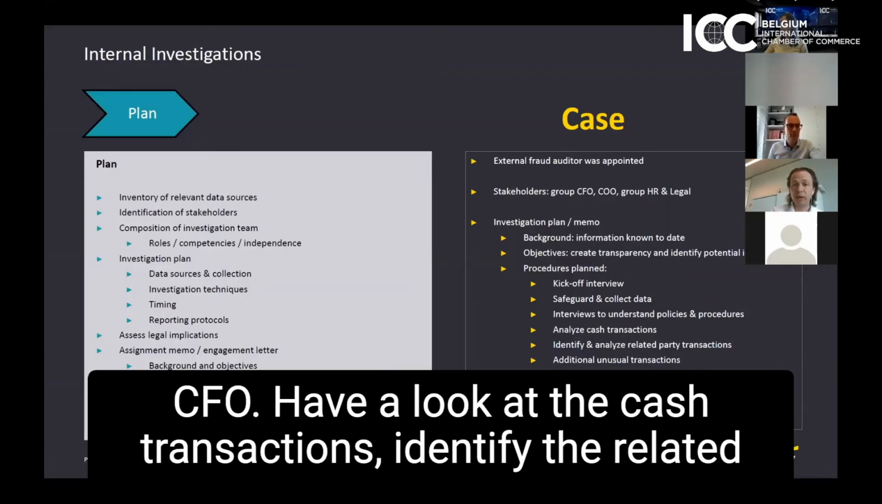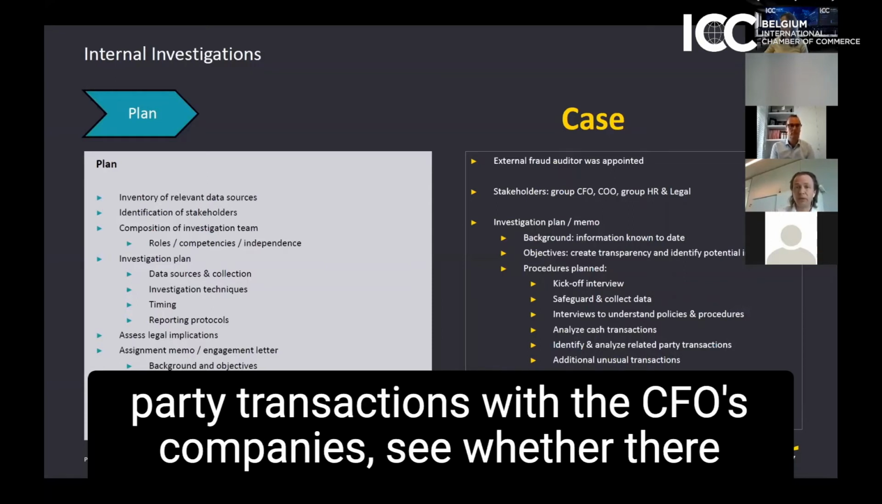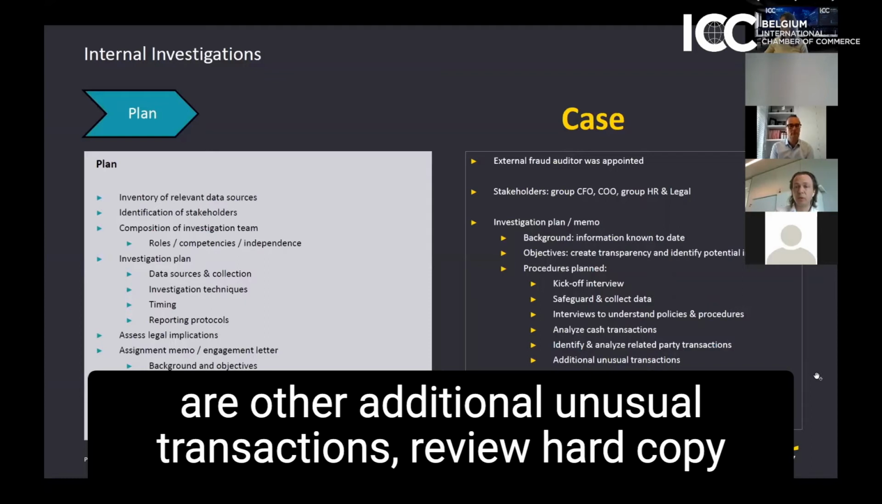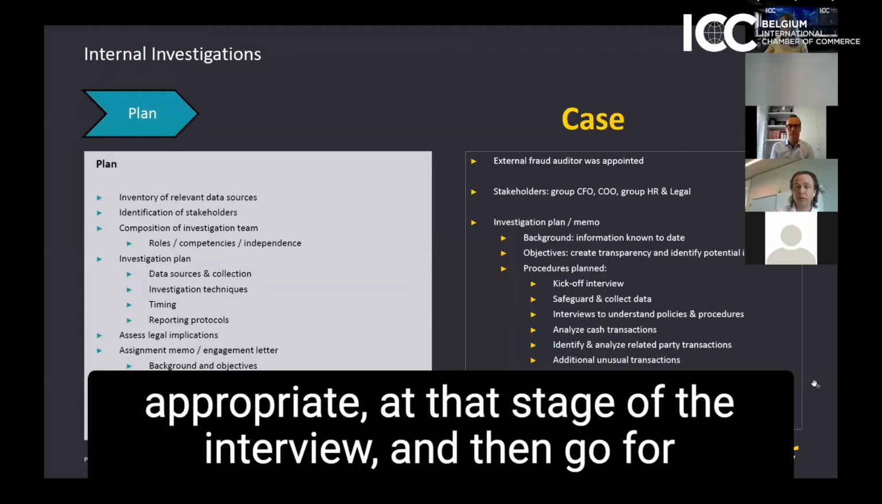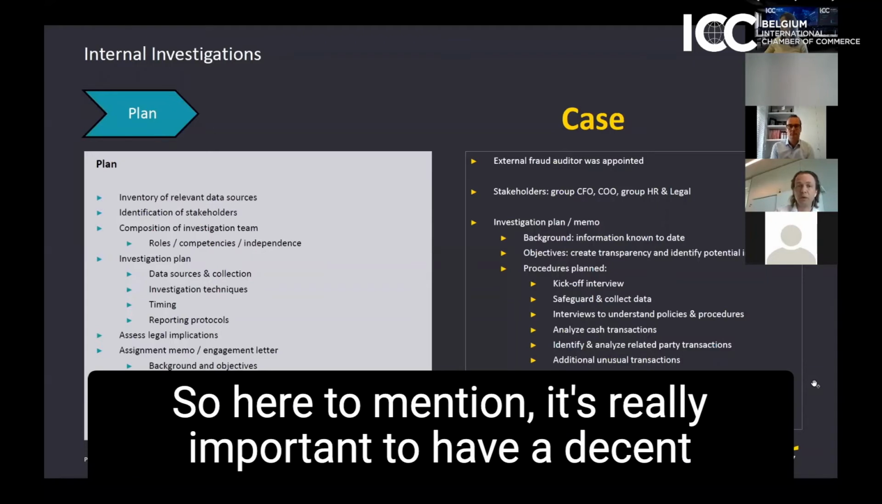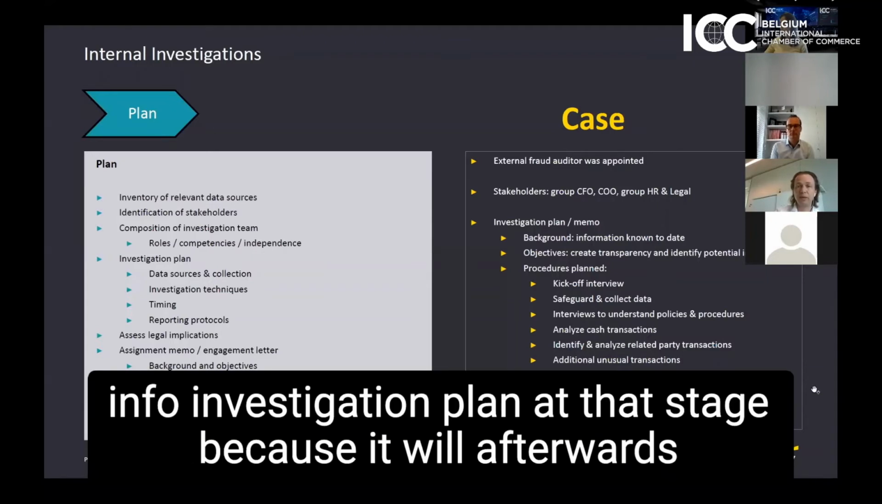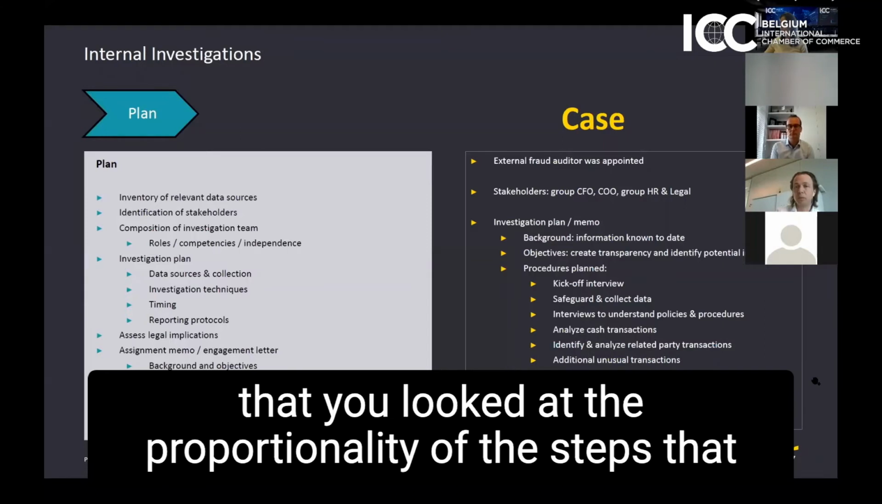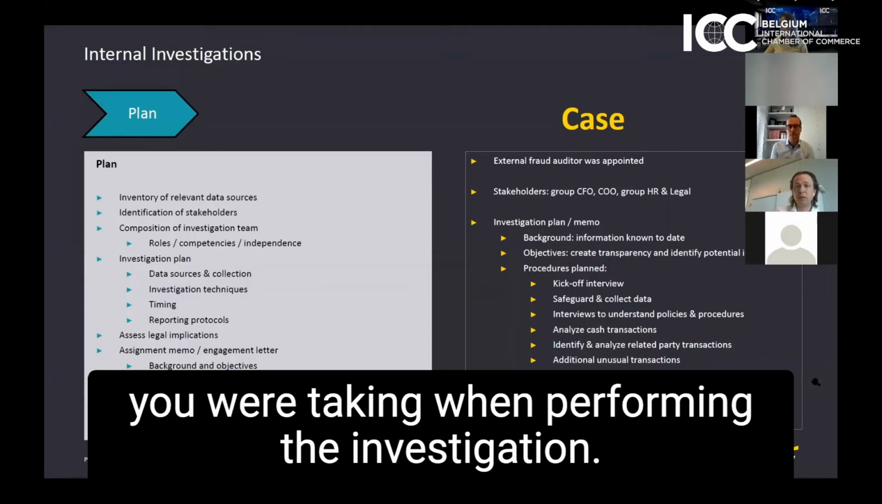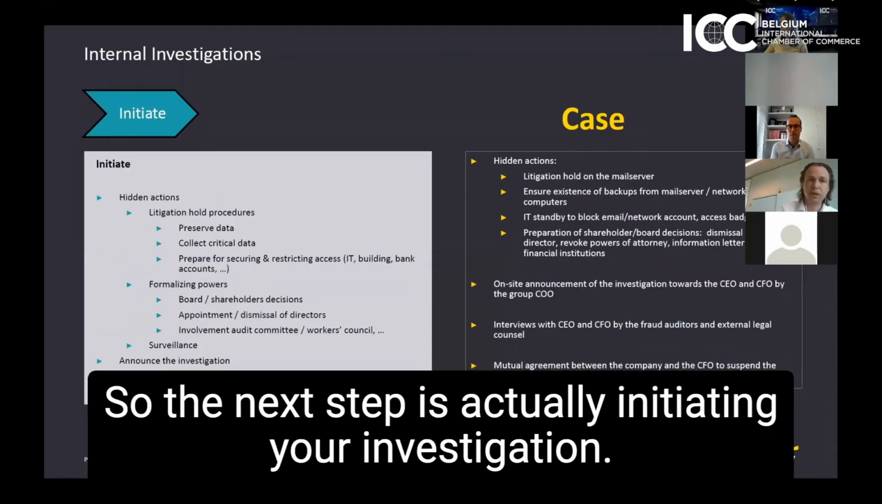Have a look at the cash transactions, identify the related party transactions with the CFO's companies, see whether there are other additional unusual transactions, review hard copy documents, and then analyze email and computers if that's appropriate at that stage, and then go for final interviews. So it's really important to have a decent investigation plan at that stage, because it will afterwards allow you to demonstrate that you had a decent approach and that you looked at the proportionality of the steps that you're taking when performing the investigation.